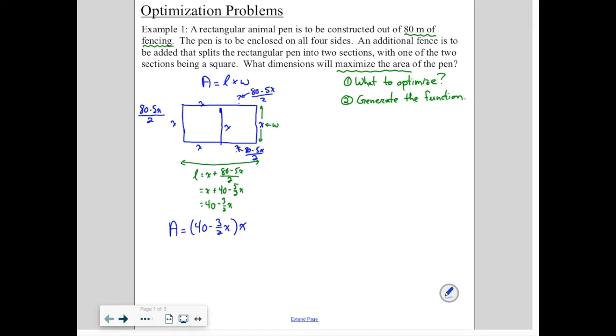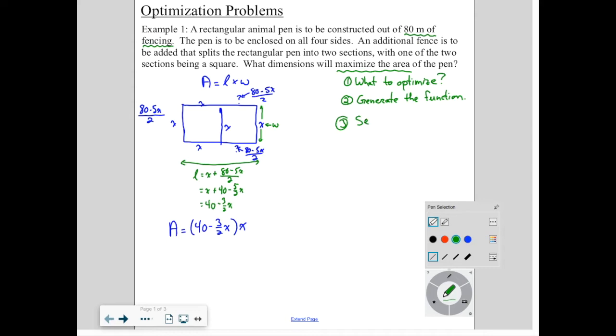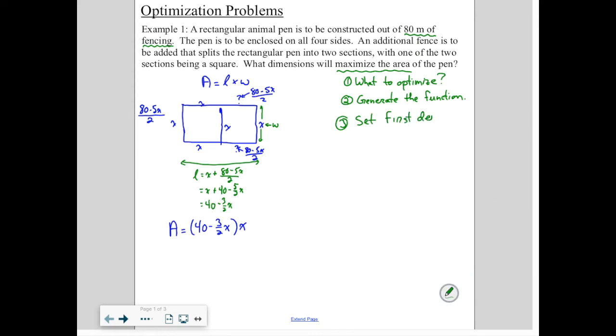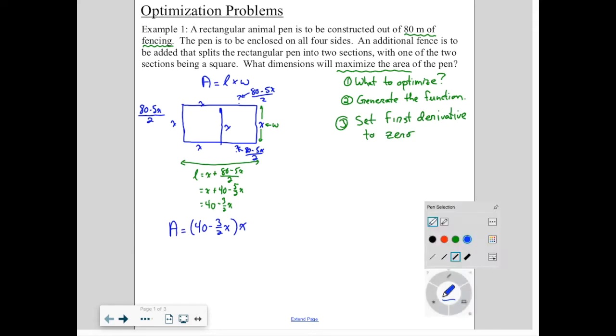All I got to do is find out where this is going to be at its maximum or at its minimum. And we know that functions are at their maximum or minimum when the first derivative is equal to 0. So all I got to do for my third and final step in this is set the first derivative to 0. All right. So let's take the first derivative of this thing.